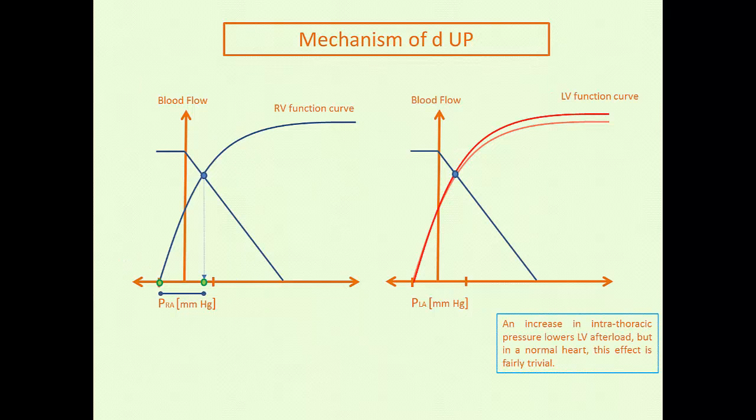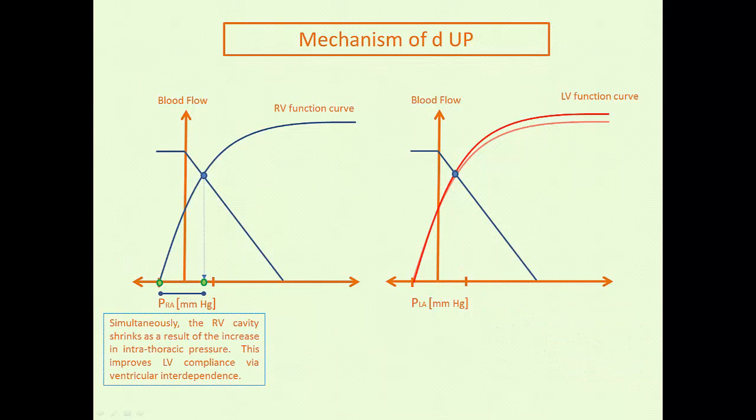So an increase in intrathoracic pressure lowers the left ventricular afterload somewhat, but in a normal heart, this effect is fairly trivial. So this effect is much more important when somebody is in heart failure. The decrease in afterload tends to shift the left ventricular function curve up and to the left just a touch, which means that for any given filling pressure, you have more blood flow leaving the left ventricle. So that's during inspiration, the increase in intrathoracic pressure.